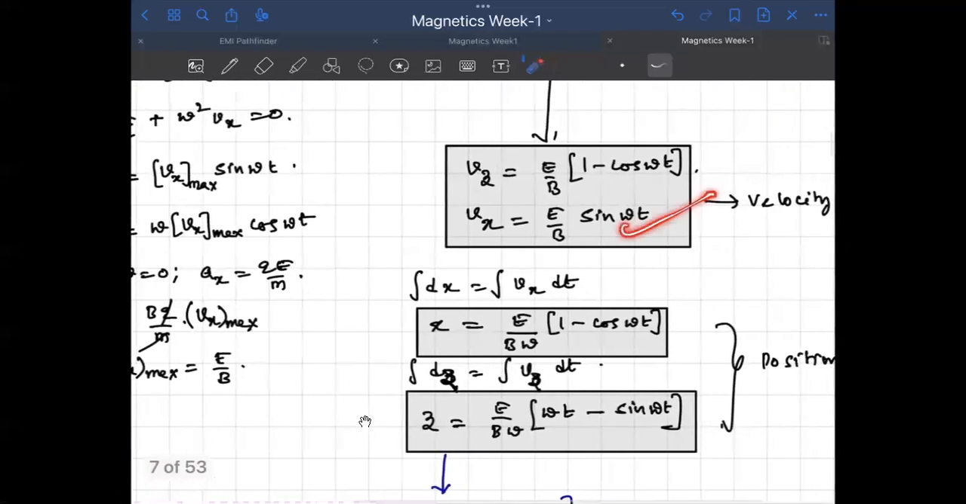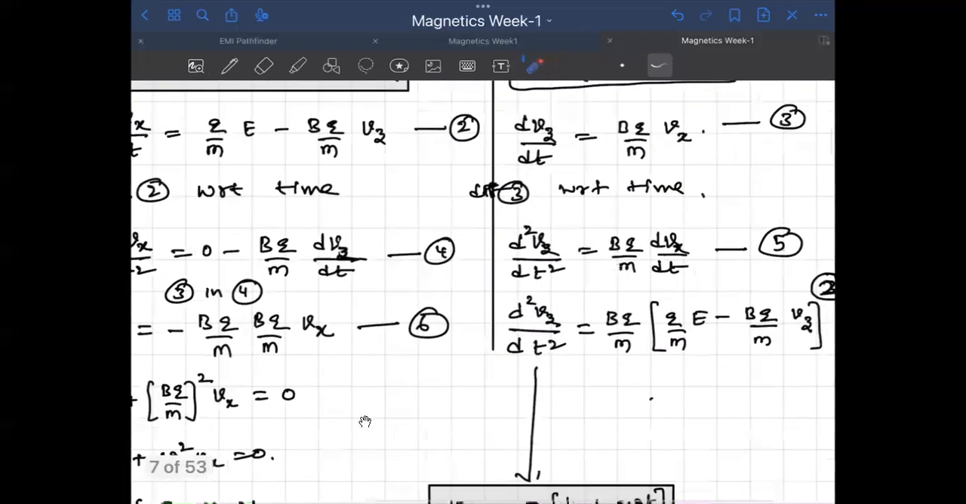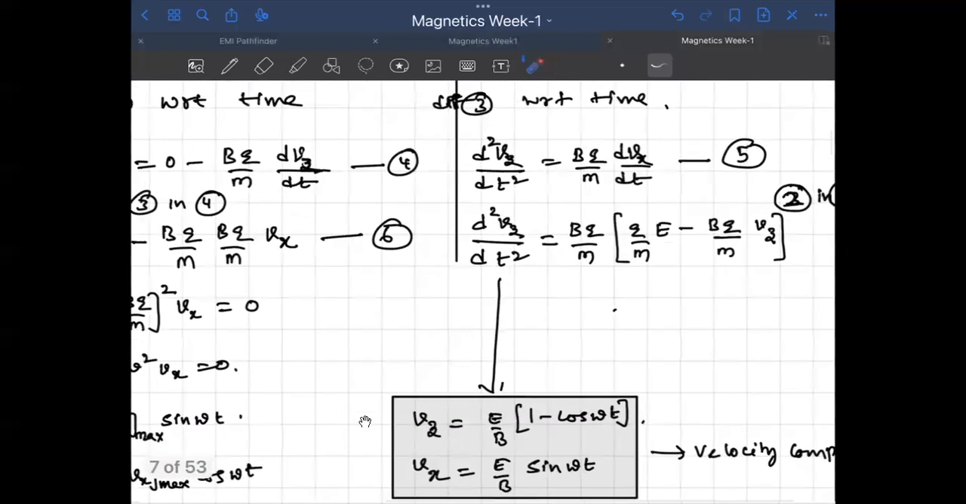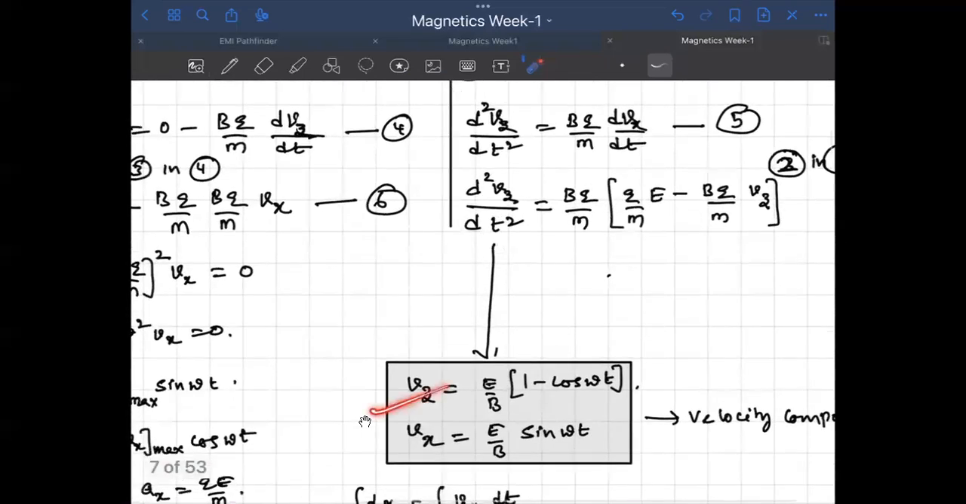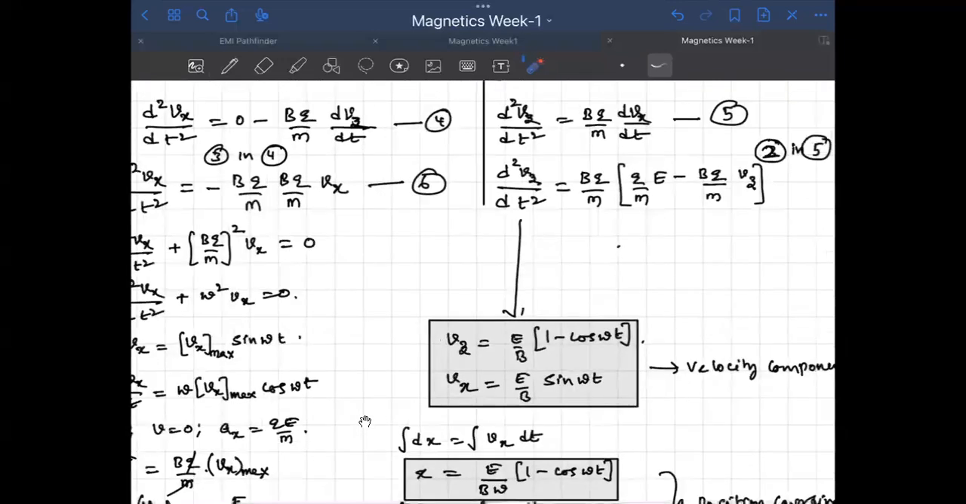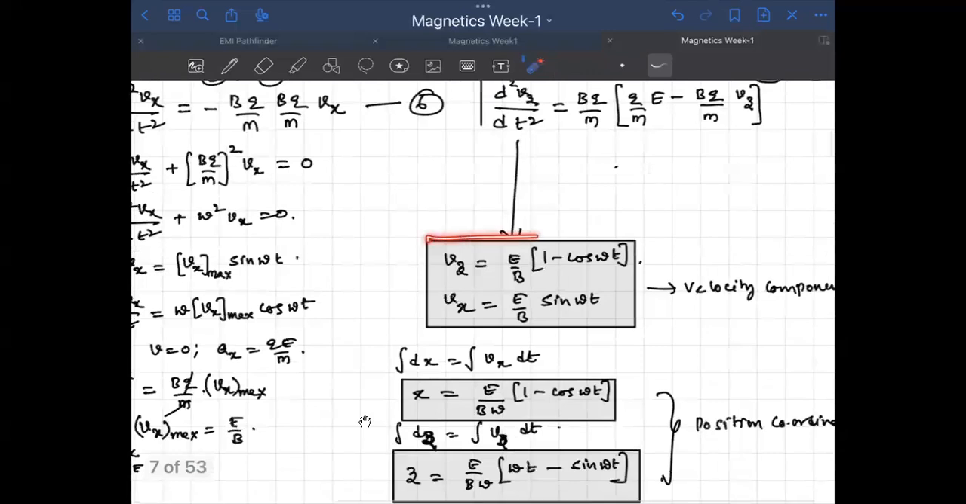Right. Now I got the Vx equation. I'll substitute that Vx equation here. I'll get another situation like this over here. With this, I'll get Vz. Sir, whether you followed the entire track or not, in exam you won't derive all. In exam, at least you need to remember these two equations: E by B sin omega t, E by B 1 minus cos omega t.